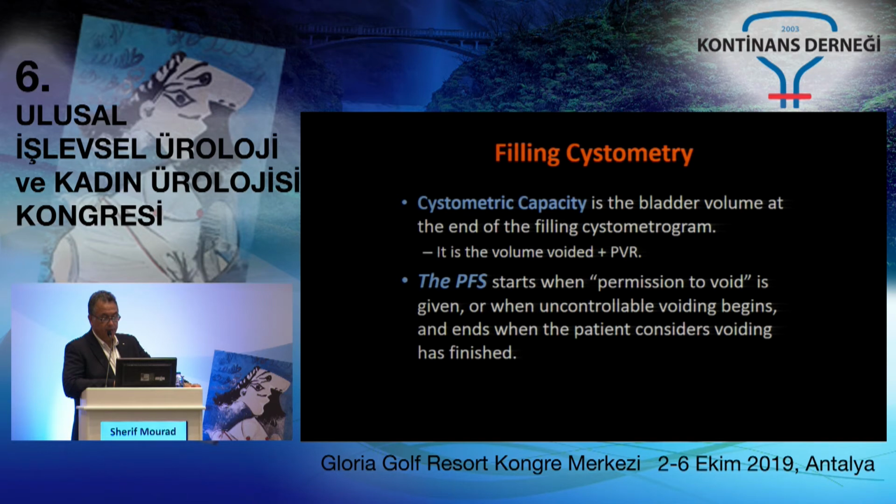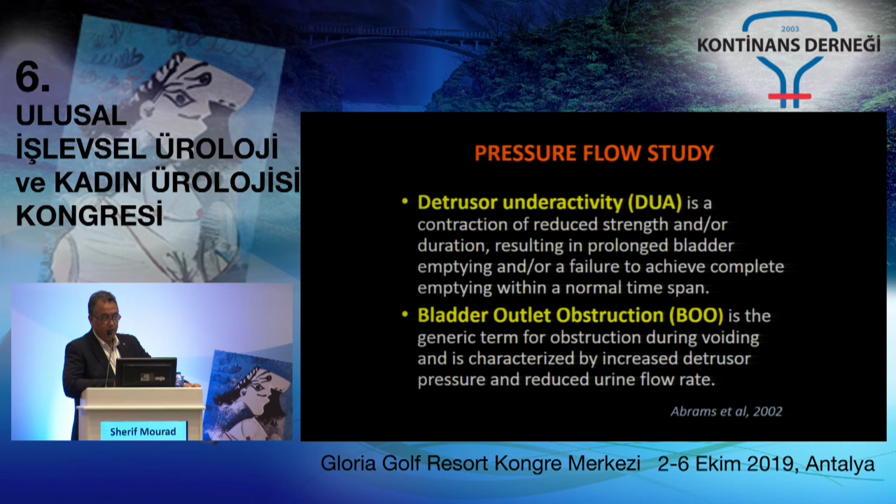The pressure flow study starts when permission to void is given, or when uncontrollable voiding begins, and ends when the patient considers voiding has finished. Detrusor underactivity is a contraction of reduced strength and/or duration, resulting in prolonged bladder emptying and/or a failure to achieve complete emptying within a normal time span. Bladder outlet obstruction is the generic term for obstruction during voiding and is characterized by increased detrusor pressure and reduced urine flow rate.